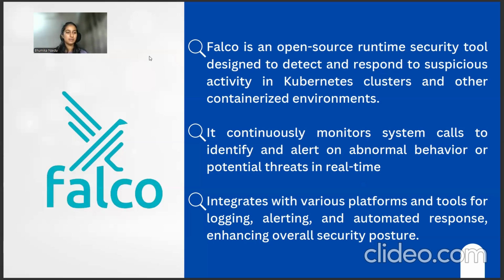Next is real-time alerts. When Falco detects behavior that matches a rule, it generates an alert in real time. These alerts can be configured to trigger various actions such as sending notifications through email, Slack, or other communication channels, or logging the event for further analysis, or triggering automated responses through integration with other security tools or incident response systems.